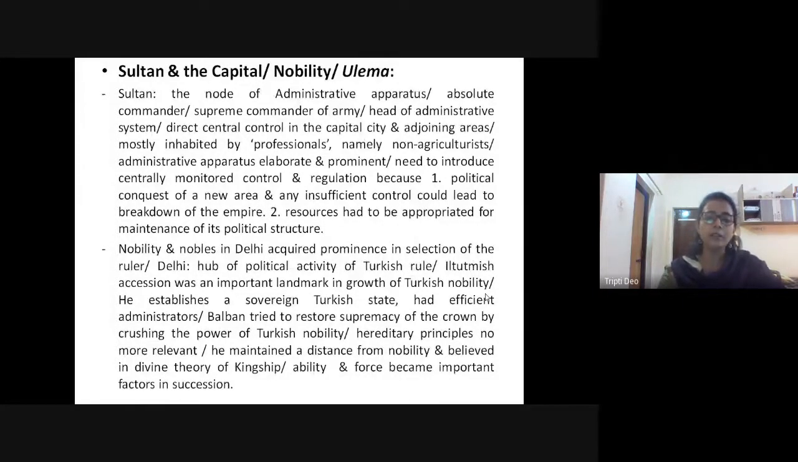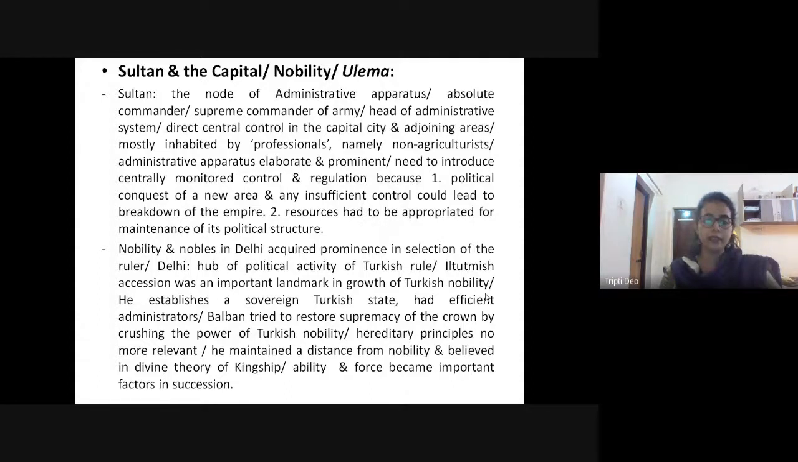Now, the most important aspects when we look at the administrative and institutional framework of the Delhi Sultanate are the Sultan himself, his capital, that means the region that he's staying in, the nobility, and the ulema. Now, let's see what these aspects are. The Sultan was the node of the administrative apparatus. He was the absolute commander, the supreme commander of the army. These are some of the aspects that can be associated with the Sultan. He was the head of the administrative system.